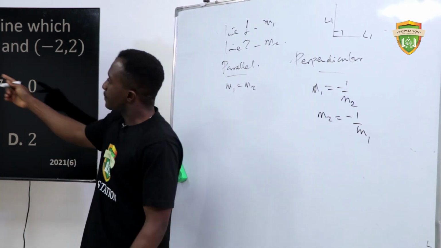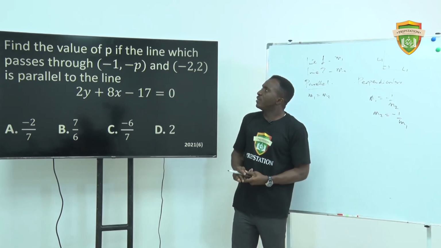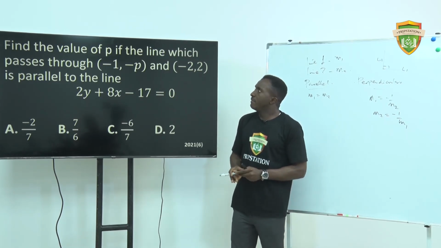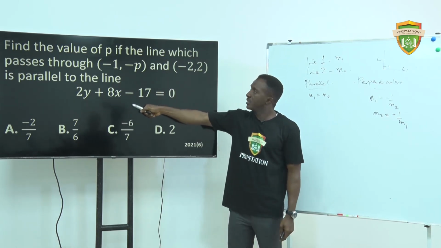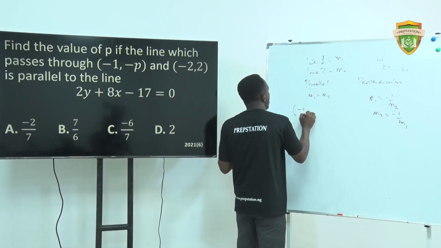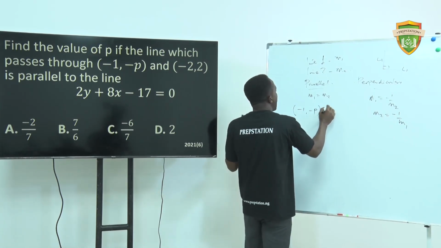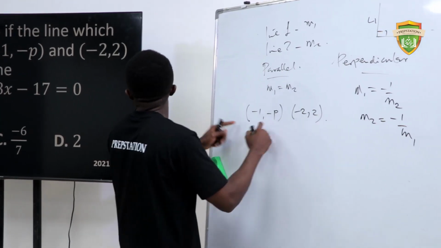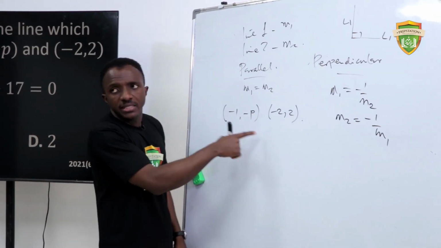Now let's solve the question. We're told to find the value of P if the line passes through this and is parallel to this. Now let's go quickly. Now what are the points? The points are (-1, -P) and (-2, 2). Now the line passes through this. Now we need to find the gradient.